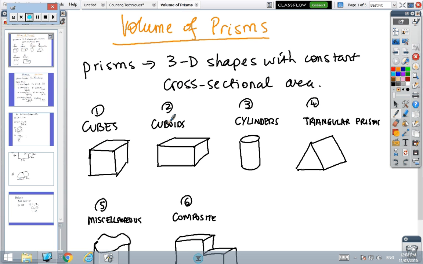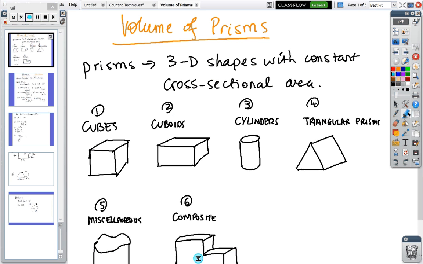Okay, so now we're looking at volume of prisms, and just to remind you again, prisms are three-dimensional shapes with a constant cross-sectional area. Cross-sectional just means if you made a cut, that's the area of the cross-section. So in these shapes, let's have a look at why they have a constant cross-section. So a cube, okay, that shape there is constant all the way from front to back.